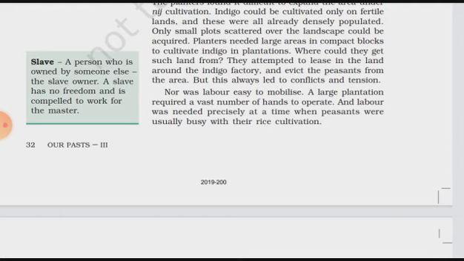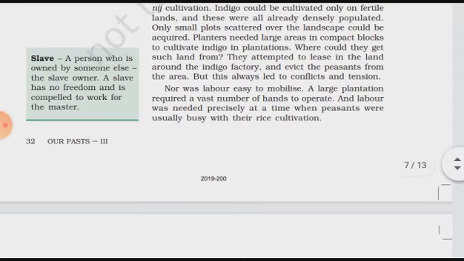Nor was labor easy to mobilize. A large plantation required a vast number of hands to operate. If you go for a large plantation over large tracts of land, it definitely needs a huge number of laborers. And labor was needed precisely at a time when peasants were usually busy with their rice cultivation. The laborers were not easily available when the farmers were busy in rice cultivation.